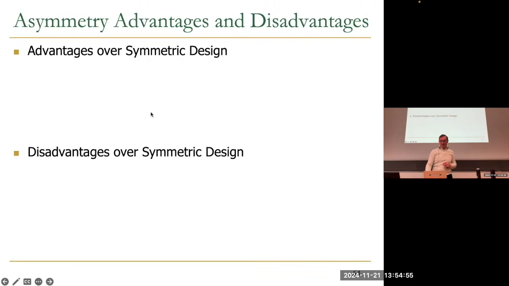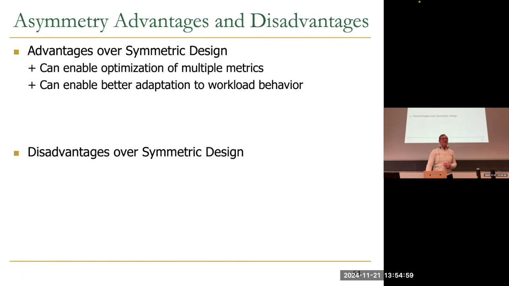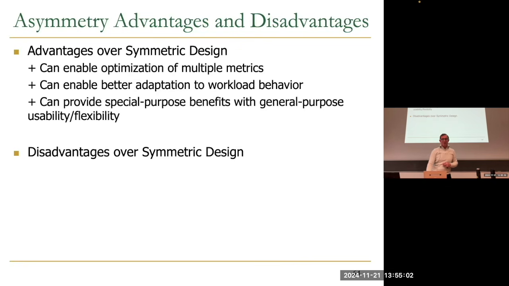So let's take a look at the general, overall advantages and disadvantages. Overall, you can enable optimization of multiple metrics, as we've discussed. You can enable better adaptation to workload behavior. You can provide special purpose benefits with general purpose usability and flexibility. That's actually interesting because you have some sets of components and they kind of look general purpose, but the compiler, for example, or some system can actually take care of the scheduling.